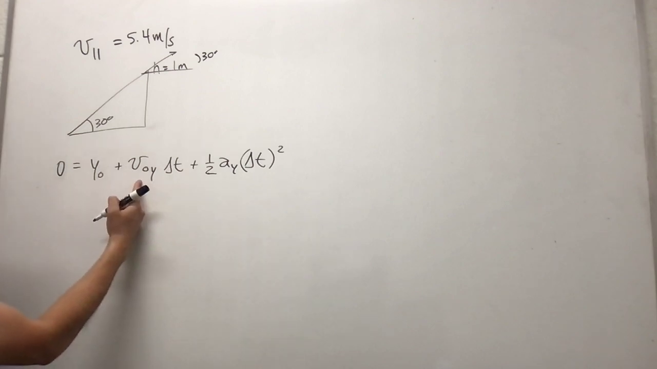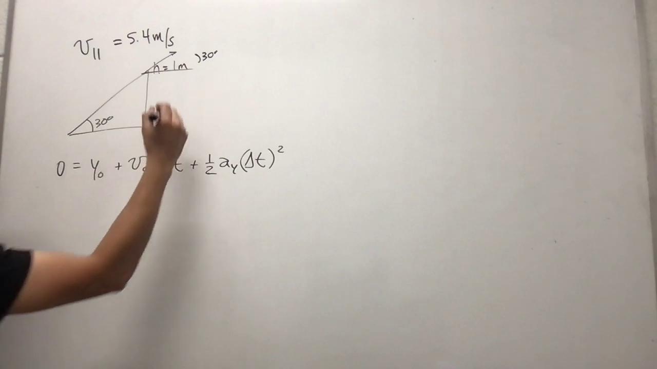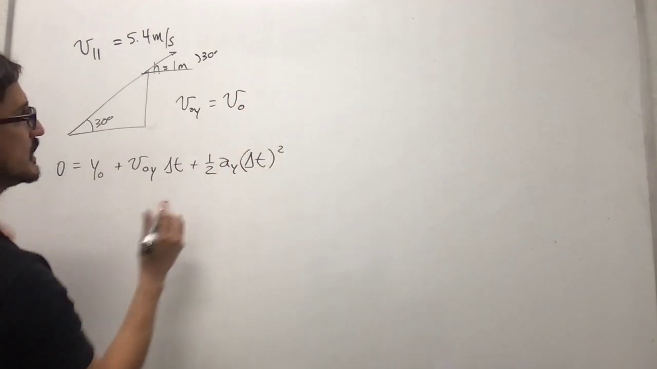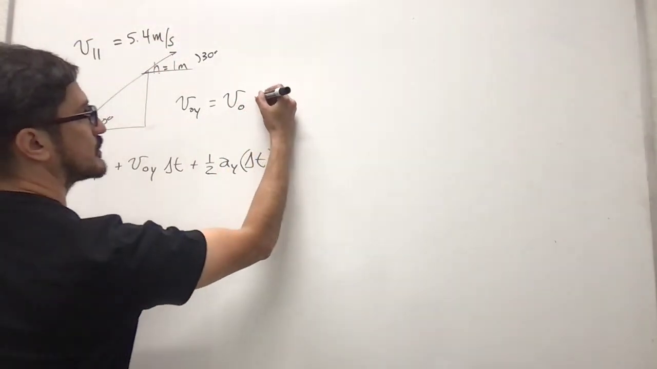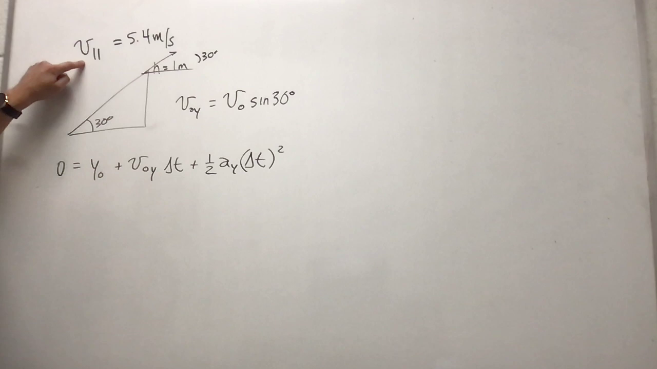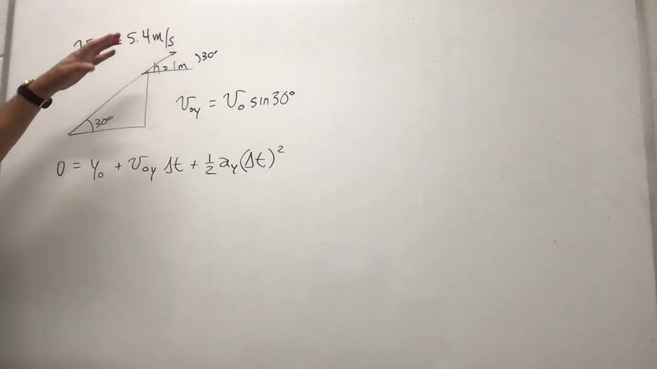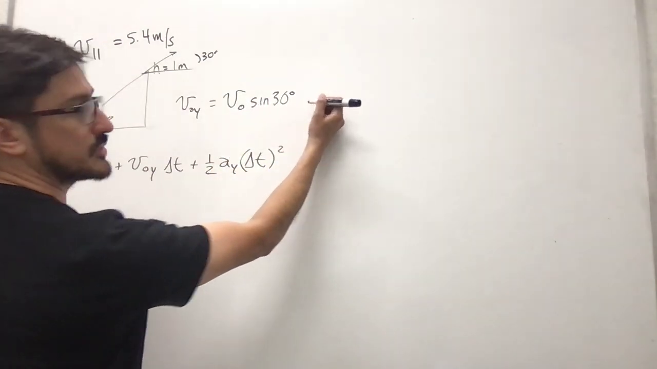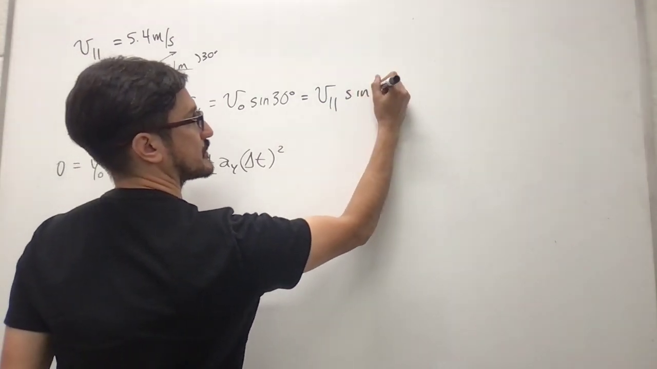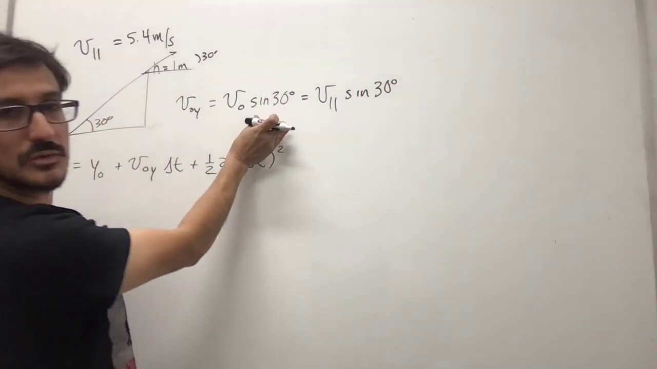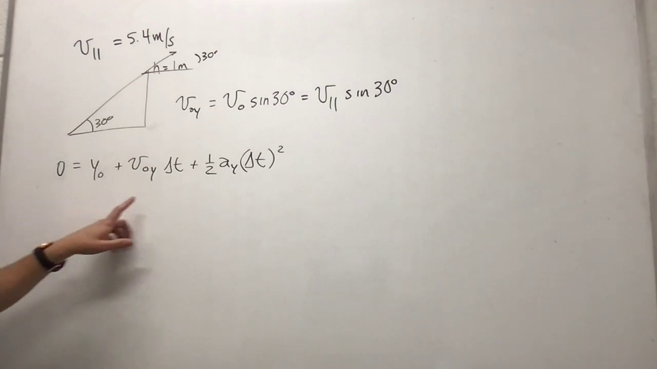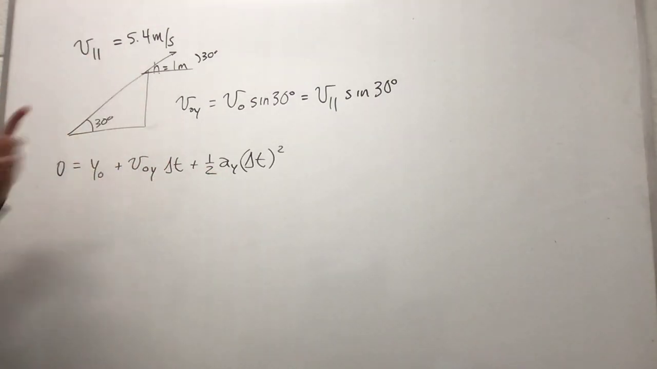The initial velocity along the vertical direction is V naught sine, because it's the opposite, sine of 30 degrees. But notice that this V initial is the V final here, the velocity parallel to the plane at the end. So I'll just rewrite it. I don't want to delete it so that it's a reminder there. This is from segment one, this is from segment two of the problem. And we just assume that there's a direct connection there. Okay. And the acceleration in the y direction is gravity pointing down.